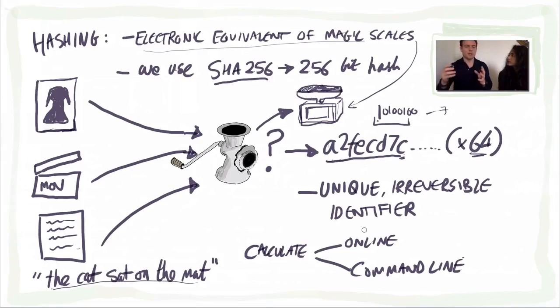It's a way of, let's say, representing uniquely an input of some kind that is electronic. Just as we use the scales, in a slightly silly example, of representing uniquely, like perfectly uniquely, something in the real world, something physical, right?